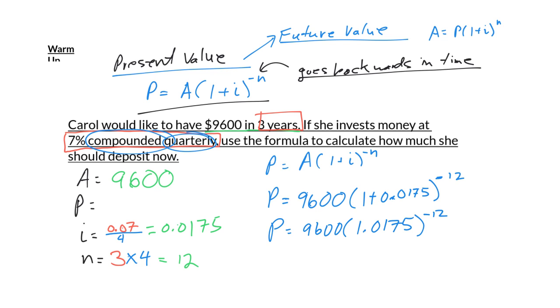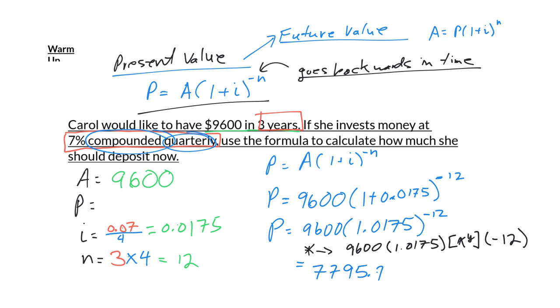And then we can punch that into our calculator using this method here. We're going to write on the calculator the following. 9,600, times 1.0175, and then we're going to use the x to the y feature on our calculator, and we're going to raise it to, in brackets, negative 12. And your final answer is going to be $7,795.76. You just have to watch the rounding.